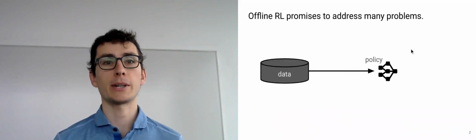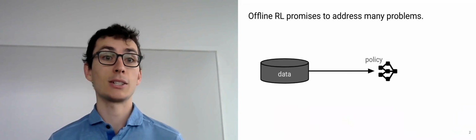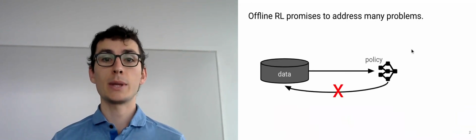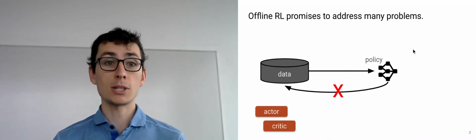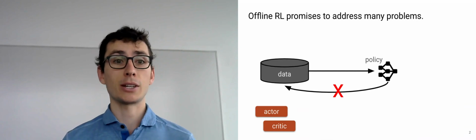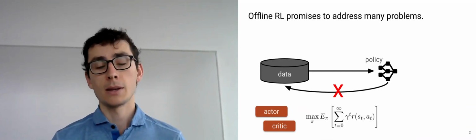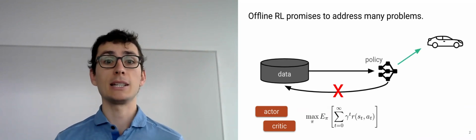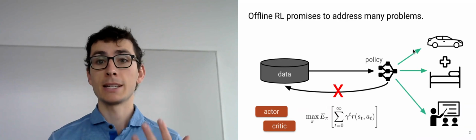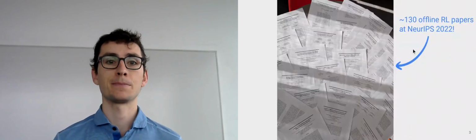Offline or batch reinforcement learning is exciting because it would allow a reinforcement learning agent to learn how to take good actions purely from historical data without needing new exploration or interactions with the environment. Most offline RL algorithms learn an actor and a critic. The critic predicts the future returns, and the actor maximizes the future returns. Effective offline RL algorithms would unlock applications from autonomous driving to healthcare to education, applications where we really don't want to be doing trial and error learning.